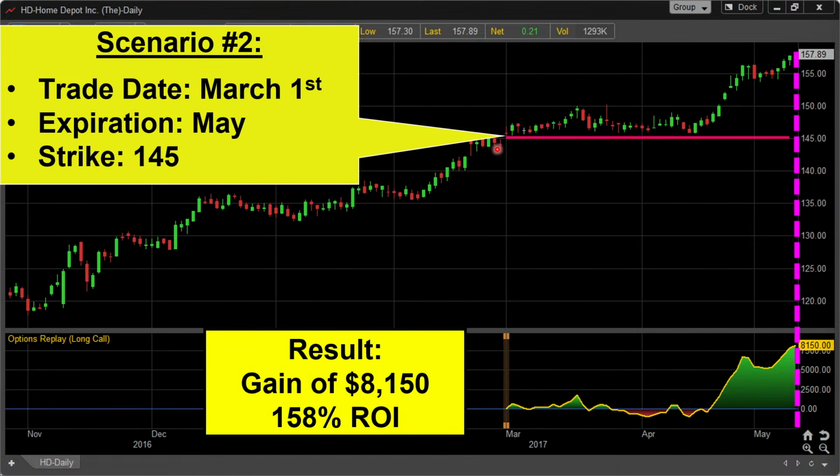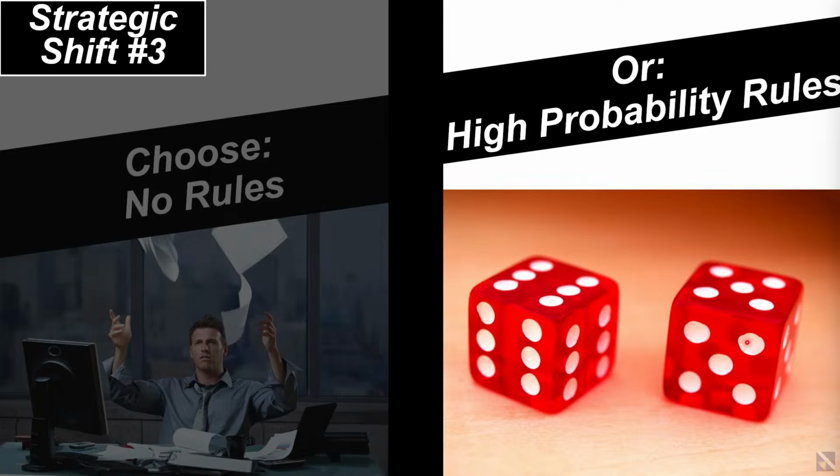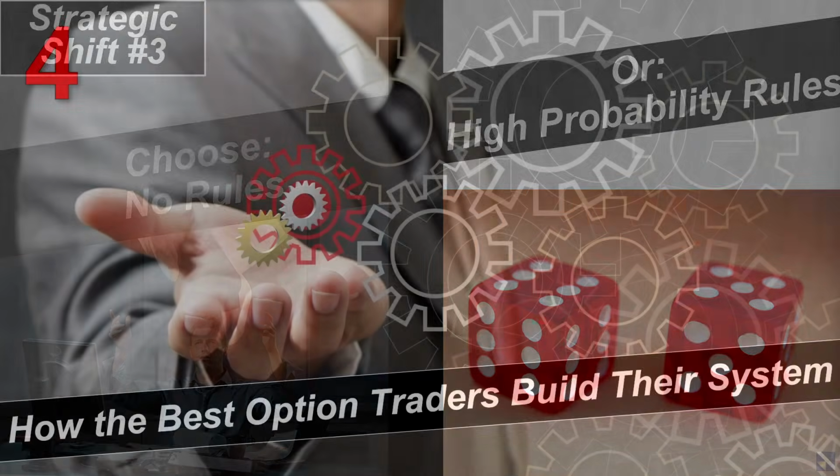Yeah, the option would have cost you more, but you have a higher probability of winning. This one would have been a gain of $8,000, 158%. But hey, like I said before, we're not going to hold these trades till expiration. Let's say you walked away with half of that. Back here, $2,500 gain. You're still doing it the right way. Right? We're not going to hold these trades till expiration. So I want you to choose no rules or high probability rules. Hopefully you're going to say high probability rules.